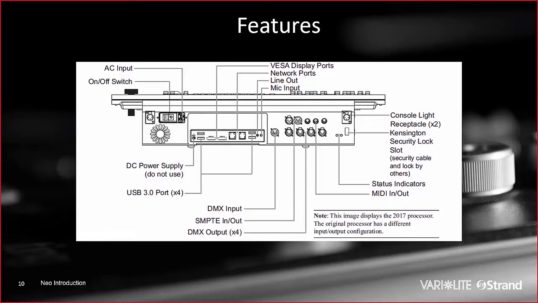This is showing the second generation processor. The first generation video output ports are a little different, as they are HDMI and DVI, but there's not much else that's different. All the MIDI, SMPTE, DMX outputs, and network are all the same.